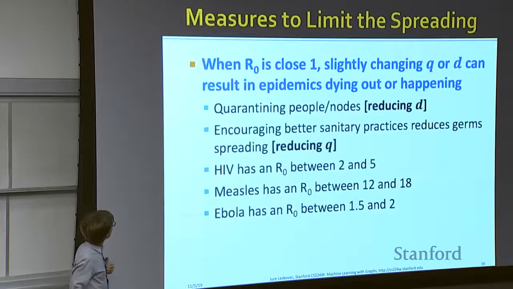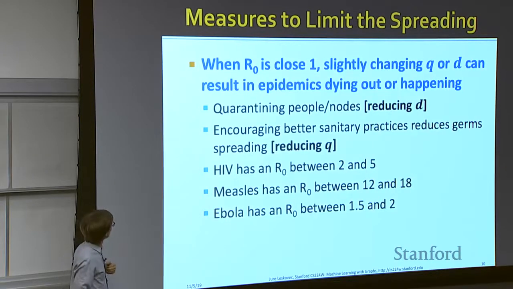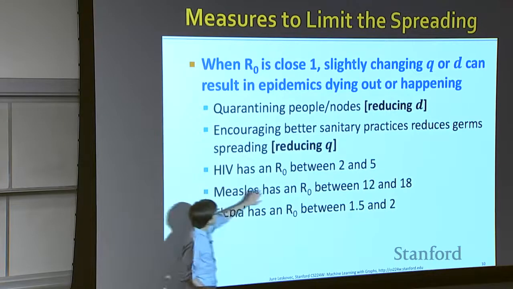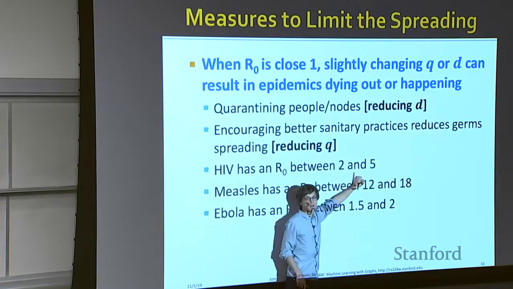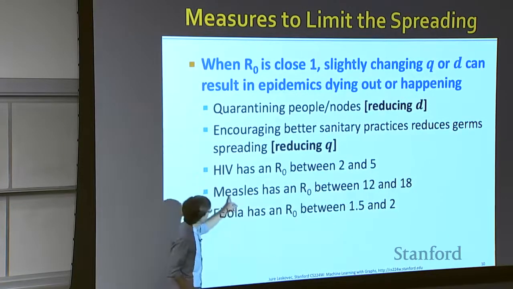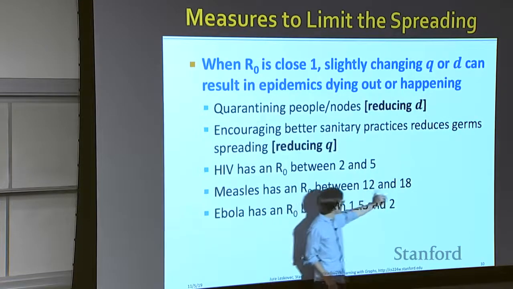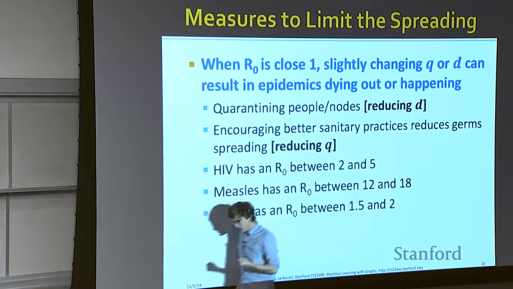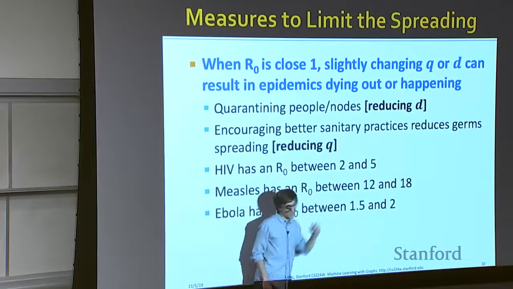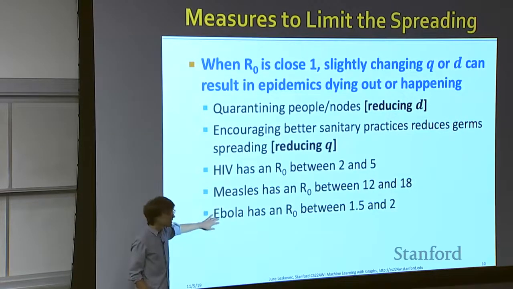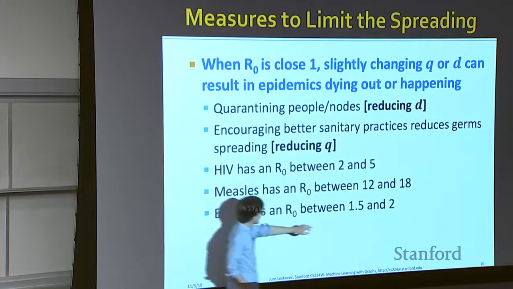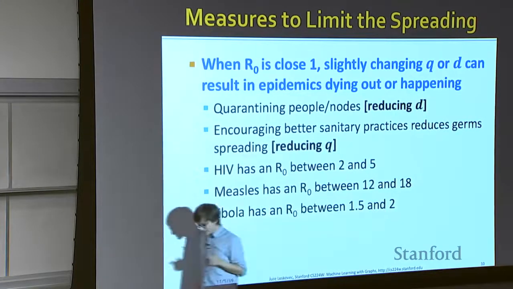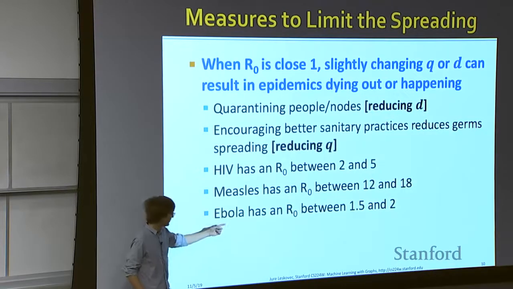So I will now tell you a few R0s for different diseases. For example, HIV has R0 between 2 and 5. Measles has R0 between 12 and 18, right? So on average, somebody with measles will infect between 12 and 18 others. Ebola has R0 between 1.5 and 2. You may remember the news about Ebola.